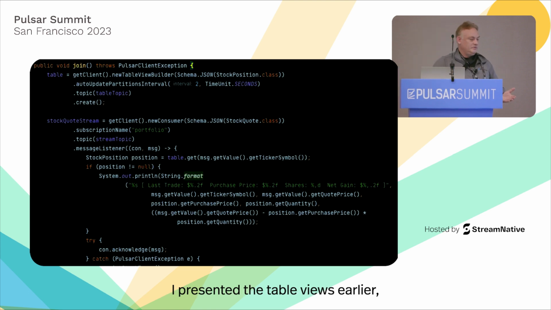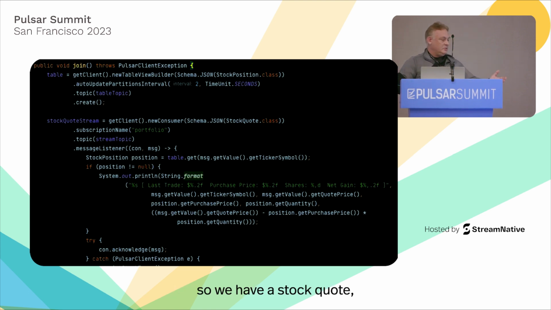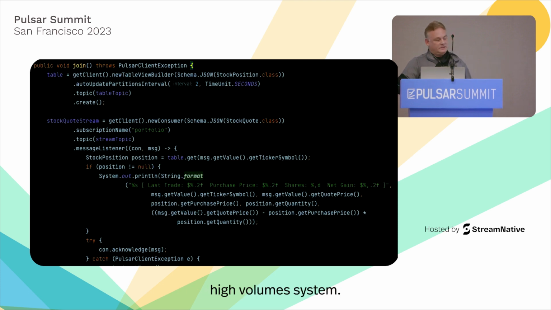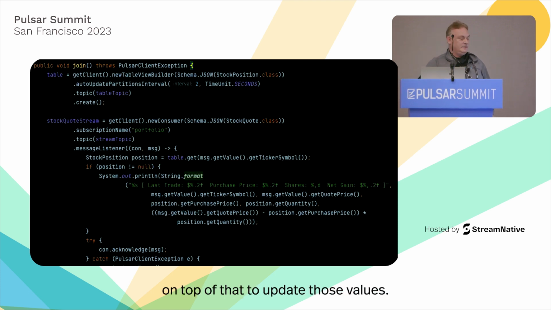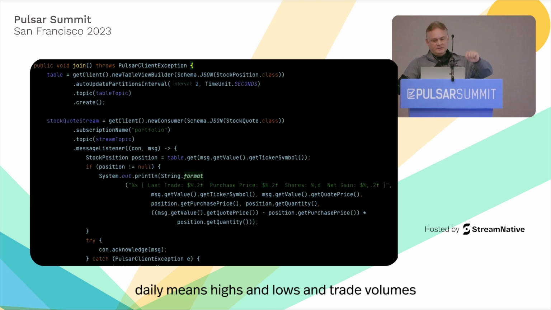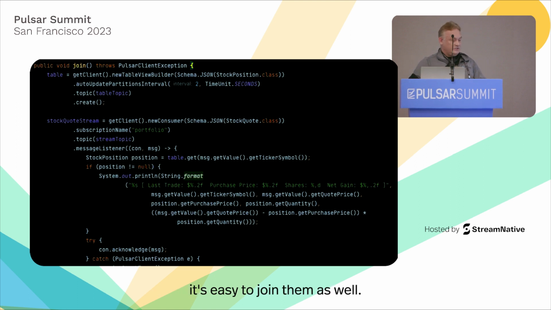I presented the table views earlier. So we have a stock quote table view, which is being fed by stock quotes in real time. In a high-volume system, we just put a simple table on top of that to update those values. And we have our stock statistics table view, which we talked about. There's a processor in between that's executing every trade, updating daily mins, highs and lows, and trade volumes. Since they're both keyed by the same symbol, it's easy to join them as well.